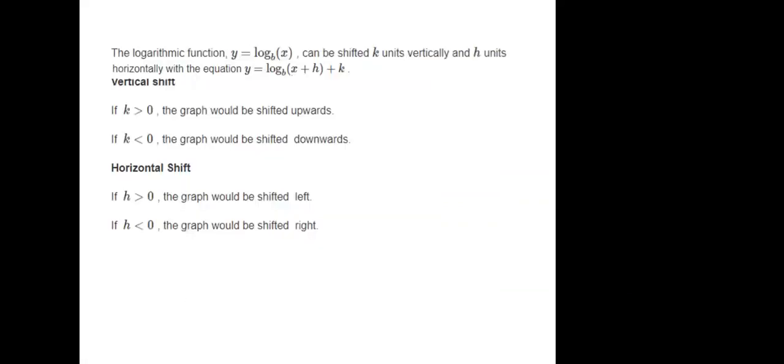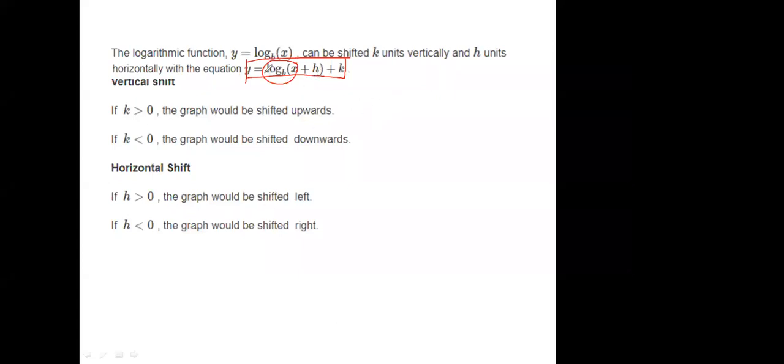Here are some examples. The same transformation rules apply to the logarithmic function: it can be shifted k units vertically and h units horizontally. You first write the graph of the base function. If h is bigger than 0, whether it's +3, +4, +7, doesn't matter the number, the graph should be shifted to the left.